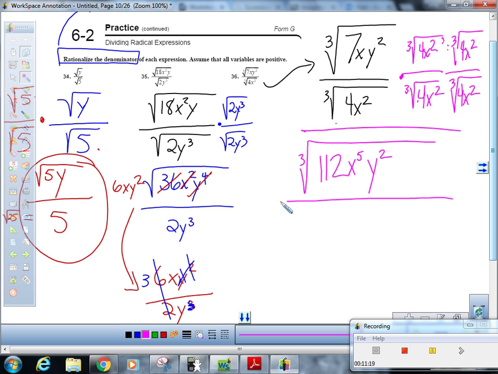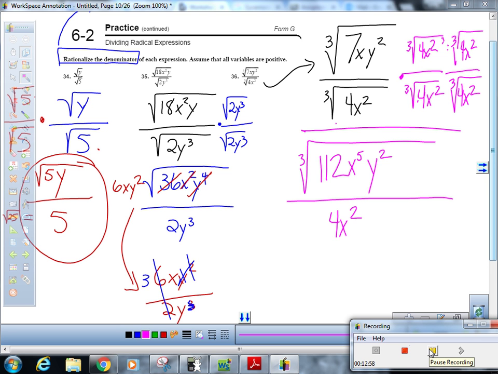Okay, and on the bottom, you have 4x squared. Why? Because the cube root of 4x squared times the cube root of 4x squared times the cube root of 4x squared equals 4x squared. That's kind of weird. Now, do I want to keep going?